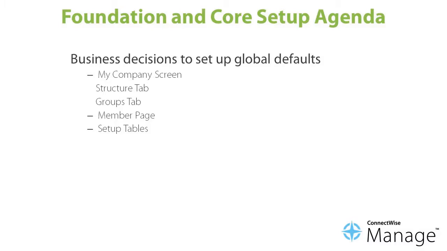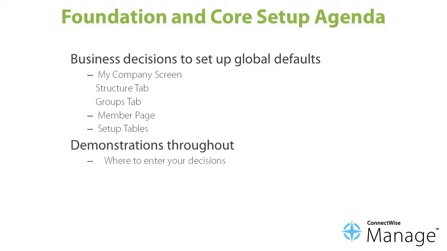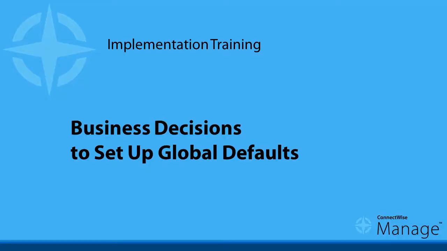These are the decisions that you will make to prepare you to use ConnectWise Manage. The global defaults are on the My Company screen under the Structure and Groups tabs, on the Member page, and in various setup tables. We will demonstrate where to enter your business decisions throughout the presentation, and we'll talk about tips to help you prepare for the next steps of your implementation. We start with the business decisions you will make to help you determine your global defaults. Once the defaults are set, they will speed up your response time and lower the learning curve for your staff.